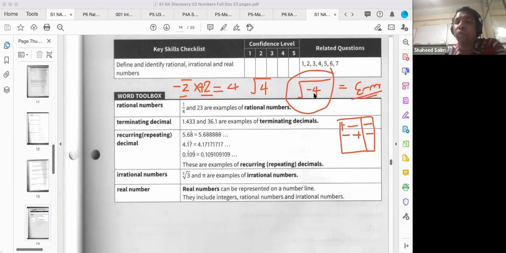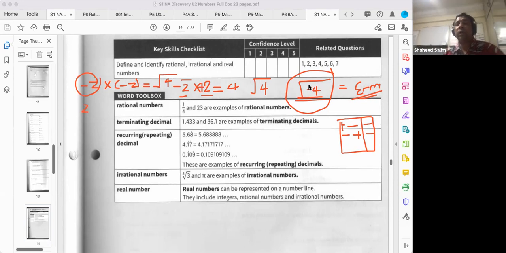Because you're asking for two same numbers, like -2 times -2. This is same numbers, right? -2 and -2. So 2 times 2 is 4, minus times minus equals plus. So square root of 4 can have two possible answers. One can be -2, the other can be +2. But for -4, you cannot have two same numbers multiplying. You must have one positive, one negative. See, but it looks the same.